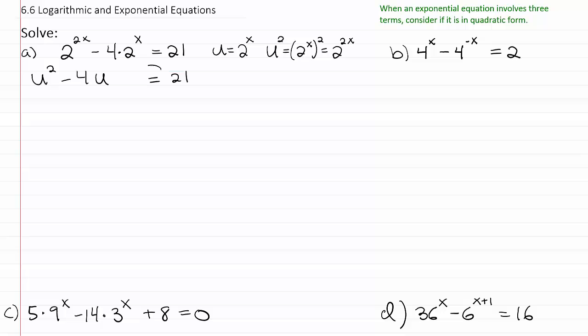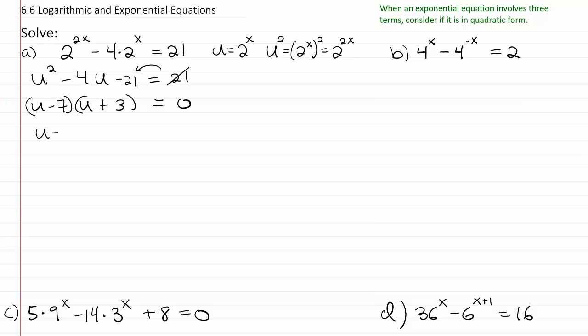I'll bring the 21 over, making it negative 21, right? And then we'll have factoring that will allow us to solve the problem. So we'll have u and u, factors of 21 that subtract to give you 4. I think that would be 7 and 3, right? Since it's a negative 21, we'll have a sign of each, the negative sign being on the larger number, so we end up with a middle term that's negative. So we'll have u minus 7 times u plus 3 is equal to 0.